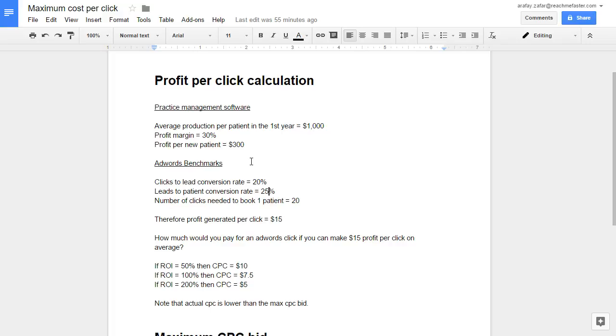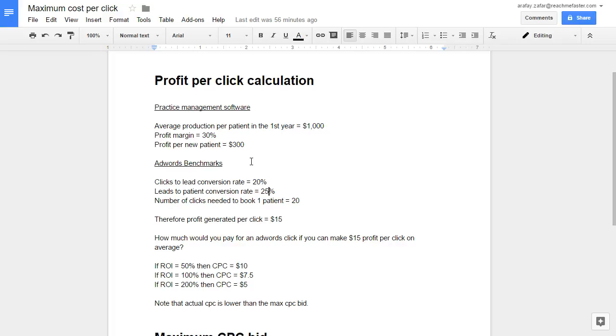Then leads to patient conversion rate. This depends on your front desk. If you have a well-trained staff, then they can convert more than 25%, but 25% will book even if you have a rubbish front desk that doesn't know how to deal with new patient calls. Still, because it is search advertising and because people are actually searching for a dentist, as long as you have decent reviews and a decent landing page, you will book at least 25% of the calls that are generated from the AdWords campaign. This is the beauty of search advertising.